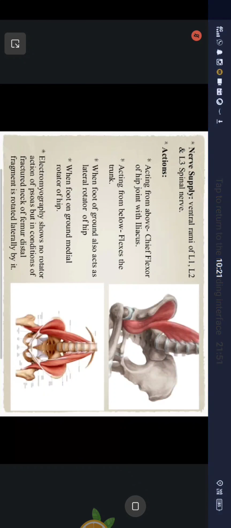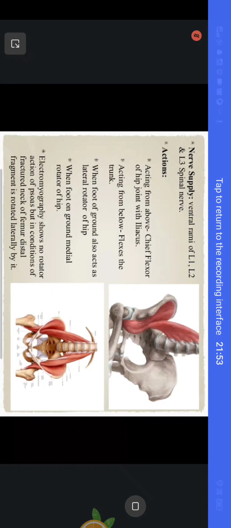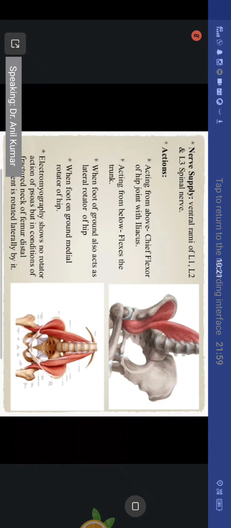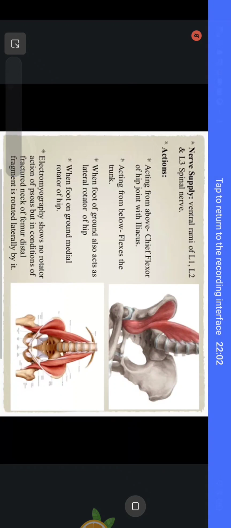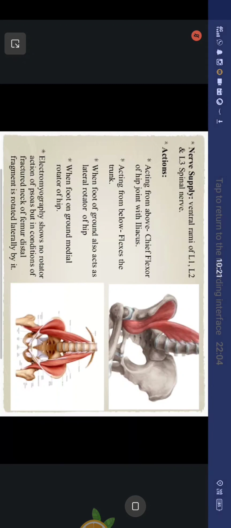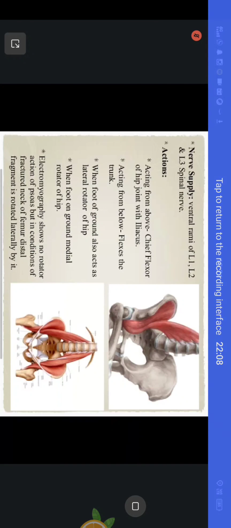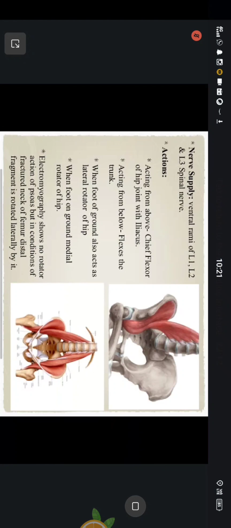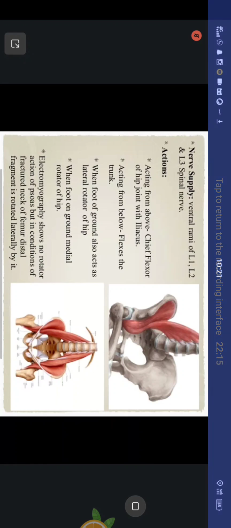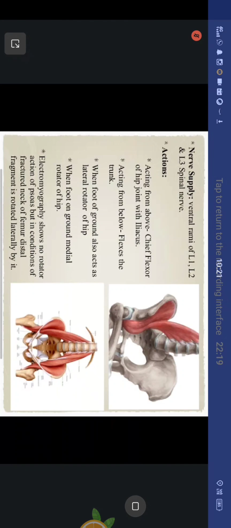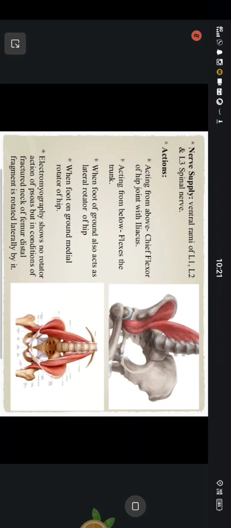Now coming to the nerve supply of the psoas major, it is supplied by the ventral rami of L1, L2 and L3. Coming to the actions of the psoas major, this is a long muscle. When it is acting from the upper aspect, it is a chief flexor of the hip joint along with the iliacus. And when it is acting from the lower aspect, it flexes the trunk.